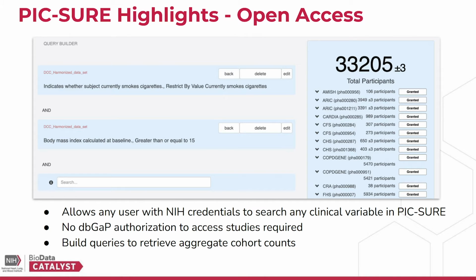Additionally, we have open access, which is the other part of the PIC-SURE platform. This allows users that have NIH credentials, but do not have dbGaP authorization to access any data yet, to search for any clinical variable in any study and retrieve aggregate counts. So this is very helpful for exploration of data and determining which data sets to request access to.